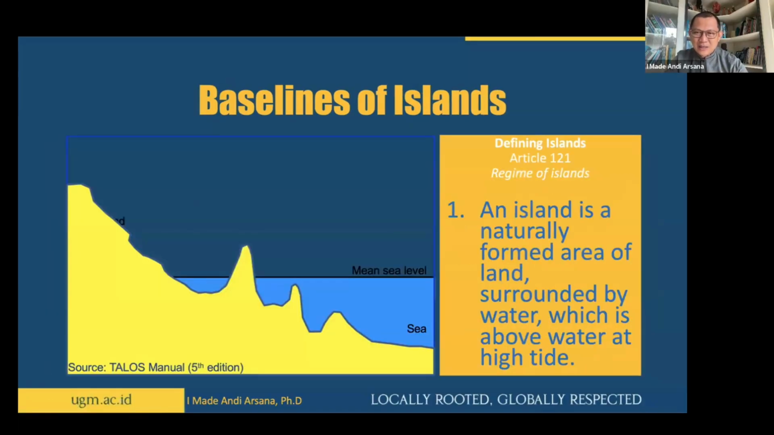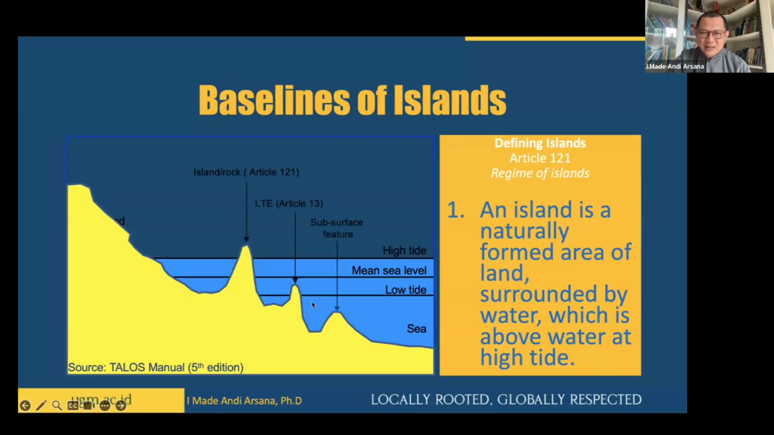Now, once again, I would like to show you baselines of islands. This is once again the mean sea level. If you see here, it can go down like that for the low water. It can also go up for the high tide. Now, the question is which one is an island? So this and this and this. This is called island and rock. The definition of an island is an object like this, which is always above high tide.